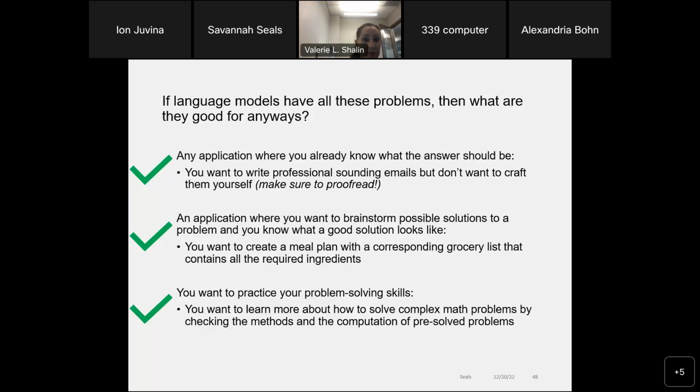You want to practice your problem solving skills. So if you want to learn how to solve complex math problems, you might put them into ChatGPT and then check ChatGPT's work and use that as a problem solving exercise.